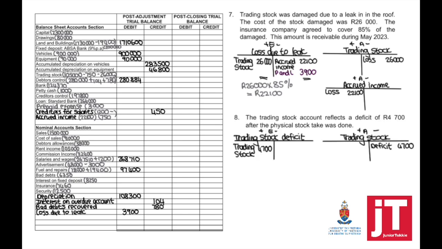Adjustment number 8, trading stock deficit, should be added to the nominal account section, and then they provided to us the deficit, which means our trading stock must be minus 4,700. So we actually need to calculate the balance that will appear in the post-adjustment trial balance. 73,550. Make sure that you show your calculations in brackets. There were a lot of movement with regards to the trading stock.